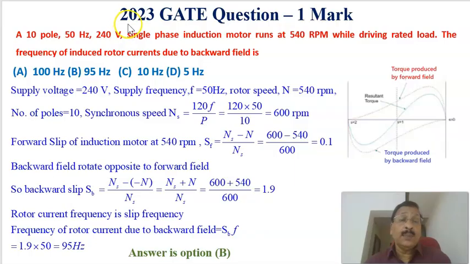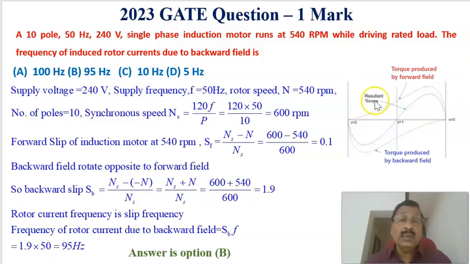Now let us see another problem, a 2023 GATE question that also carries 1 mark. A 10-pole 50 Hz 240 volt single phase induction motor runs at 540 RPM while driving the rated load. The frequency of induced rotor current due to the backward field is: options are A, 100 Hz, B, 95 Hz, C, 10 Hz, and D, 5 Hz.